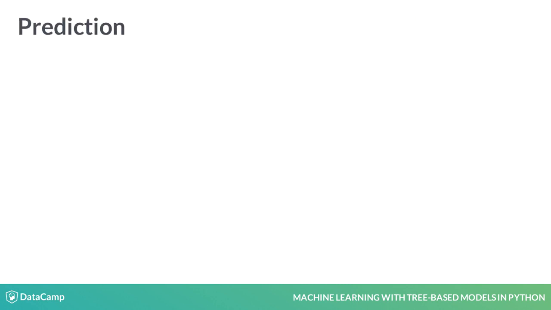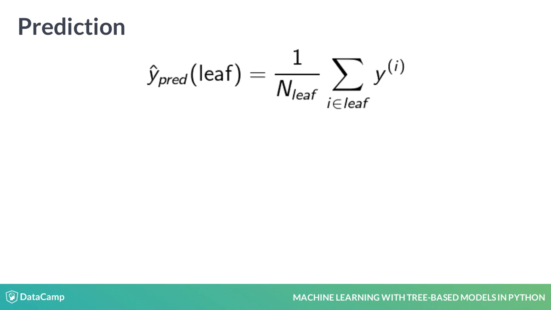As a new instance traverses the tree and reaches a certain leaf, its target variable y is computed as the average of the target variables contained in that leaf, as shown in this formula.